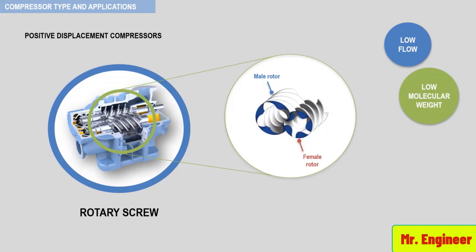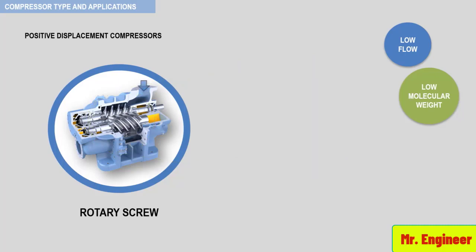In this type of compressor, the inlet port is located at the drive shaft end of the cylinder. The discharge port is located at the opposite end of the cylinder, as depicted here. Compression begins as the rotors enmesh at the inlet port. Let's take a closer look at how this type of compressor works.